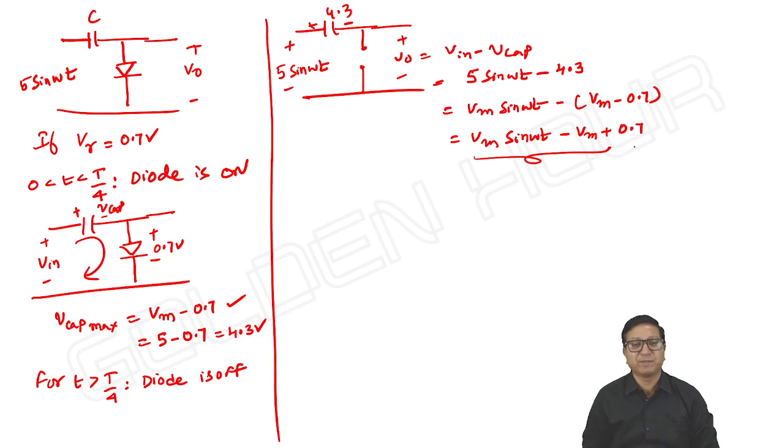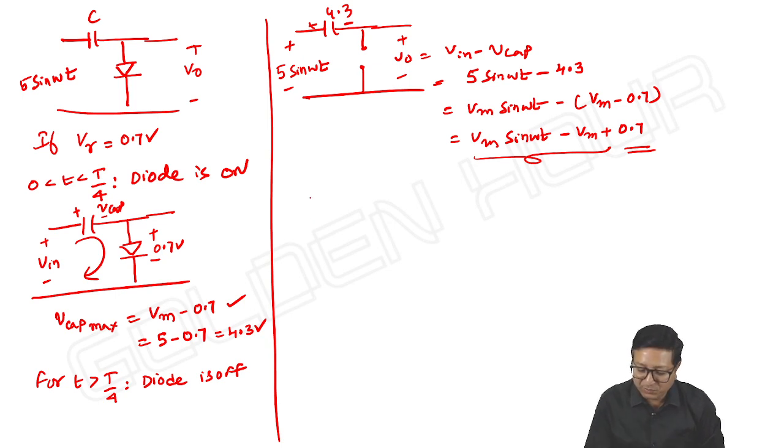Whatever the input may be, it need not be 5 sin omega t. In the ideal case, the output is Vm sin omega t minus Vm, and if V gamma is given, we just need to add 0.7. Very simple logic, friends. See, V capacitor is equal to V in minus 0.7, and V output is equal to V in minus V capacitor, so instead of minus, it becomes plus 0.7. We expect Vm sin omega t minus Vm, to which we just need to add 0.7 volts in the case of a negative clamper.